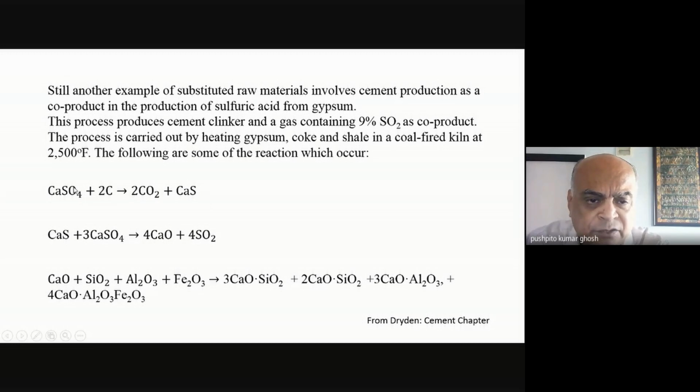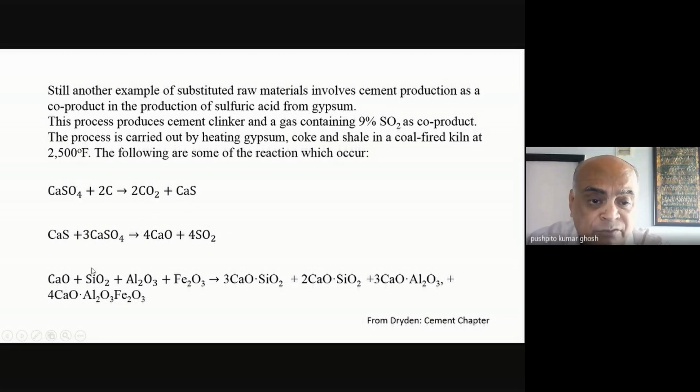Now let me just tell you how that is done. In fact, you'll see this kind of chemistry later on when we talk about the Leblanc process. You can take gypsum, introduce coal, and it will get converted into carbon dioxide plus calcium sulfide. The calcium sulfide can react with more gypsum, and it will get converted into lime plus SO2. So you can actually get a lot of SO2 from this kind of process.